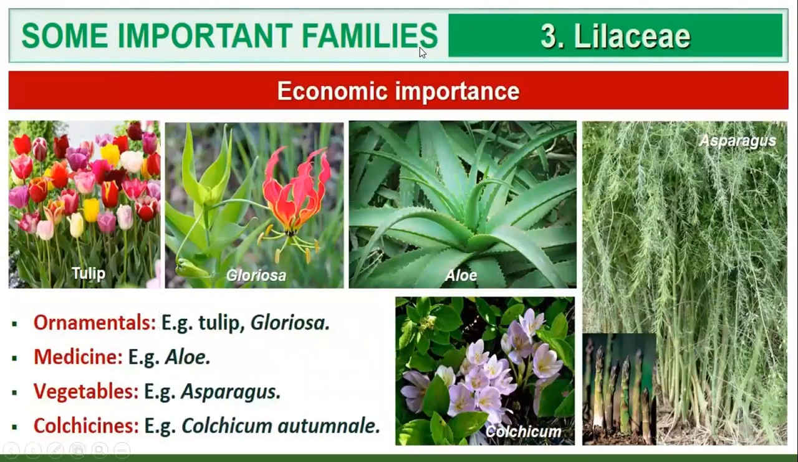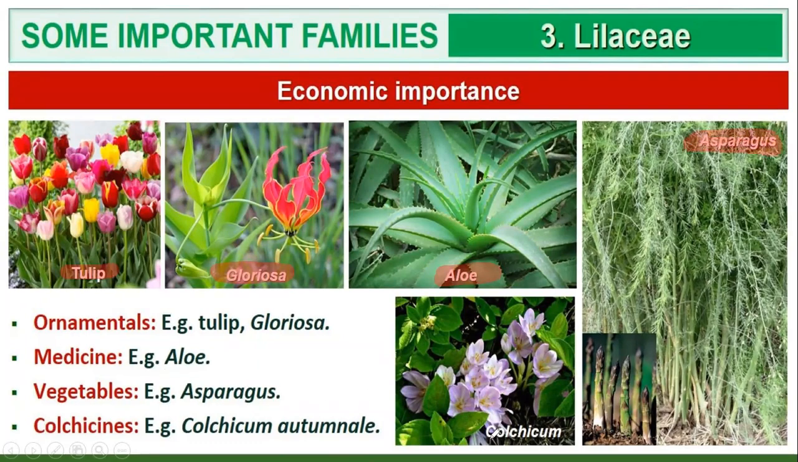Let's understand the economic importance. When I use this word economic importance, it means they play a very important role in the environment. First, ornamental: we have tulip and gloriosa. Ornamental means these are plants meant for decoration. Medicinal plant: we all know aloe vera. It's a good medicine. Vegetable-wise, we have asparagus. In this diagram that you can see, here is the asparagus.